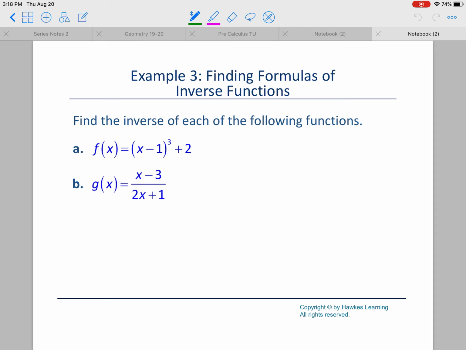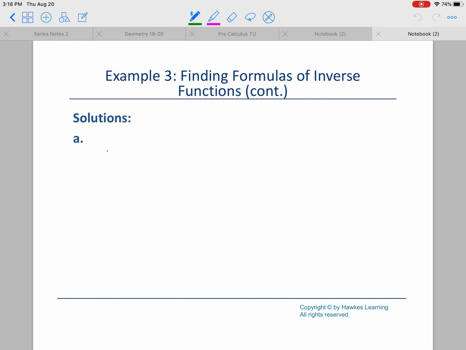So we're going to look at some together here. I've got two functions. The first one is f of x equals (x minus 1) to the third plus 2. We're going to look at that one first. Okay, so let me rewrite it really quick. It was f of x equals (x minus 1) to the third plus 2.